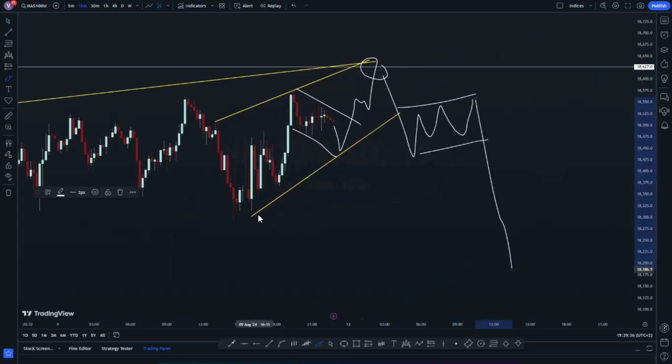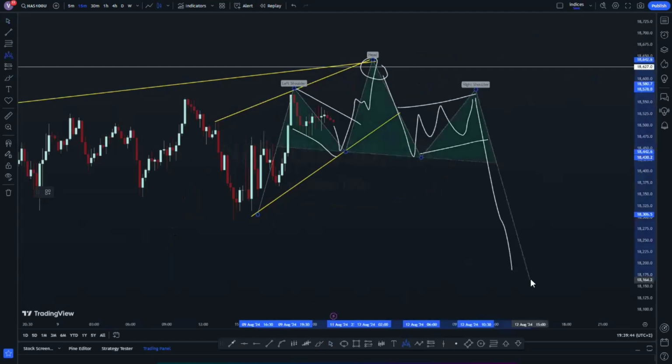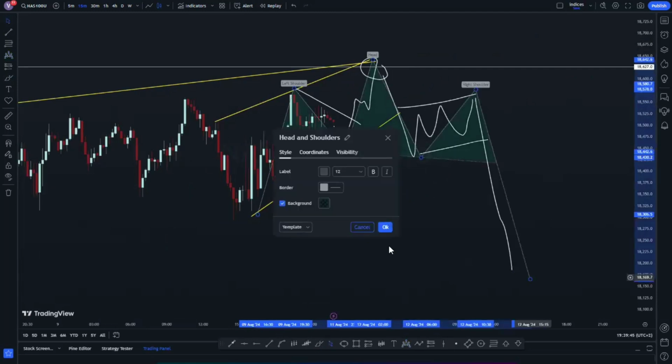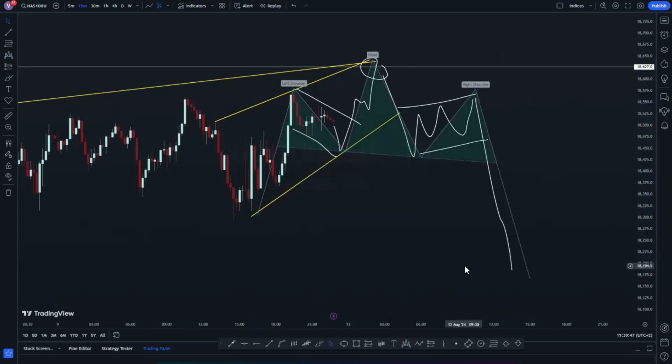Also, this might be our head and shoulders like structure. So this is what we expect on the NAS100. We are done with the EURUSD. Now we are done with NAS100. So let's meet on another video, guys.